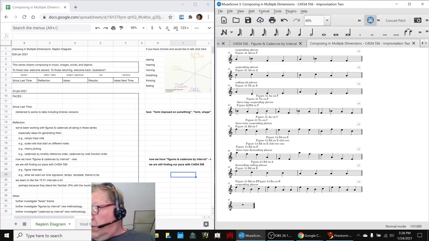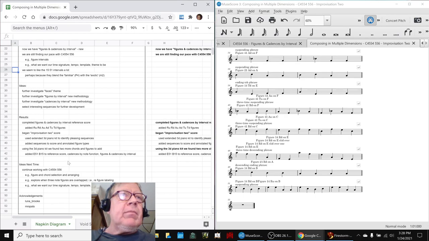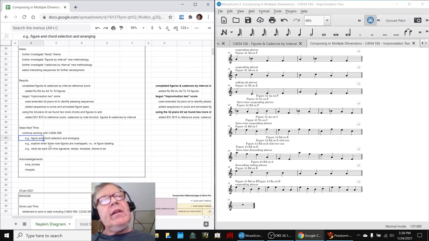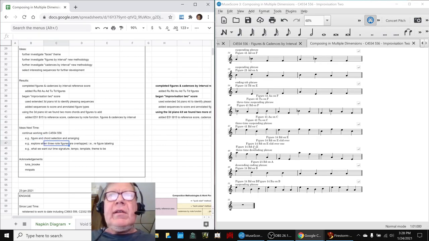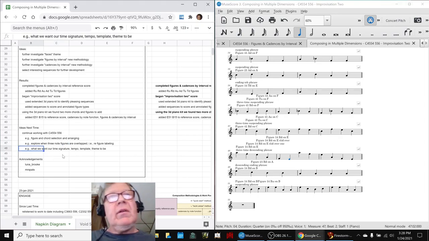So that concludes today's stream. Our ideas for next time are to keep working with the scale, the figures and chord selection and arranging. We have some interesting things here, like this kind of figure here. It could be shown as a figure of three, figure of three, figure of three, figure of three, four figures of three in a row. What do we want our time signature to be and all that? Just keep moving forward, I guess we should say.